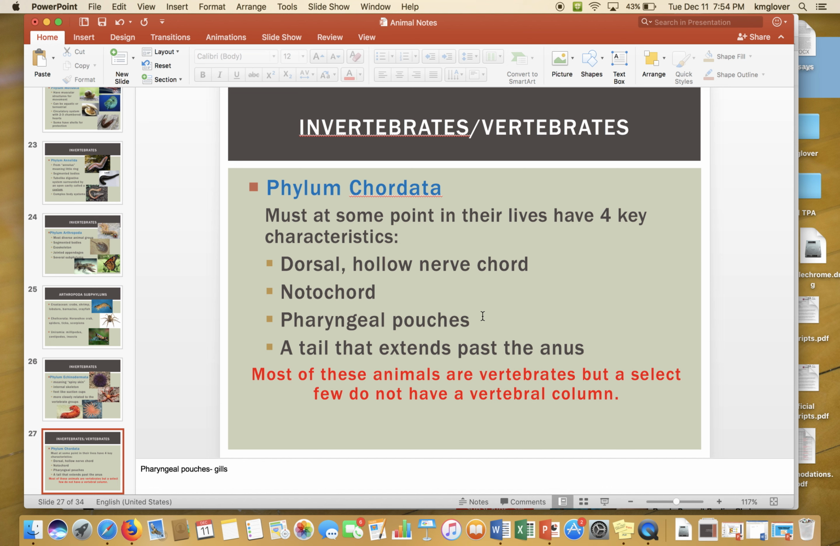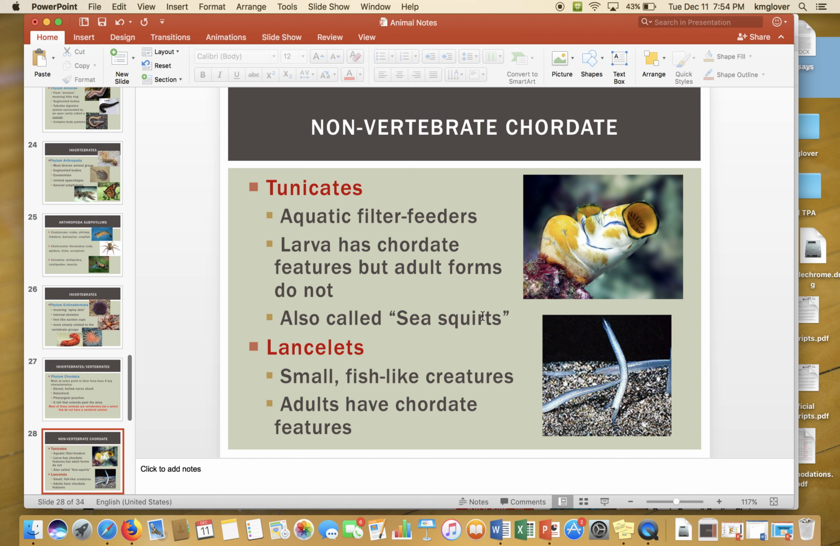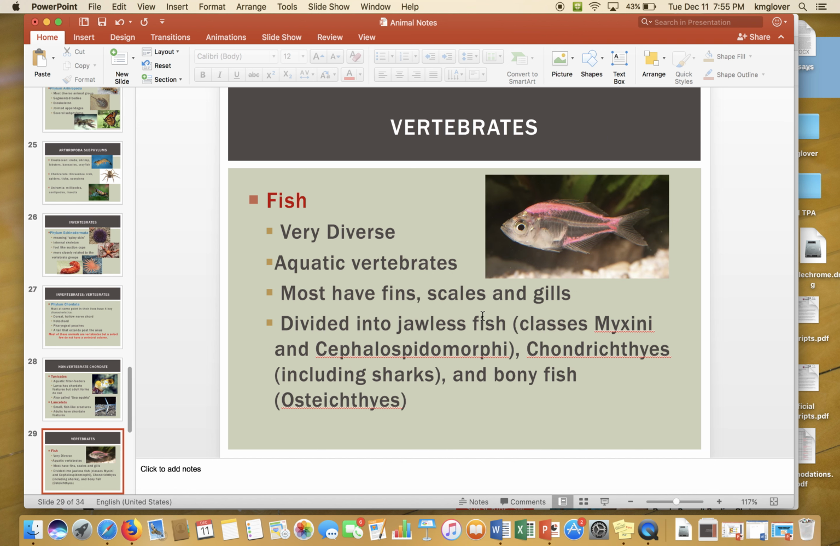All right, so most of these animals are vertebrates, but some do not have a vertebral column. So you have 2 types again. You have your non-vertebrate chordates and you have your vertebrate chordates. Your non-vertebrate chordate examples are tunicates and lancelets. Tunicates are just sea squirts. They're pretty boring. Lancelets are too. If you remember back to our cladograms sheet, the lancelets, they're not evolutionarily advanced. They're pretty boring, but that's just how they are. They are not vertebrates.